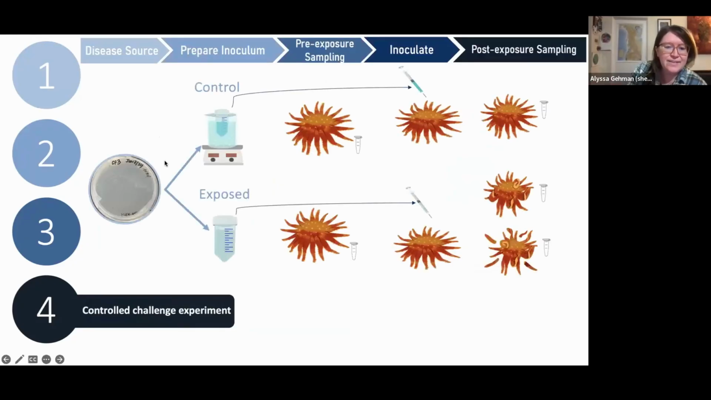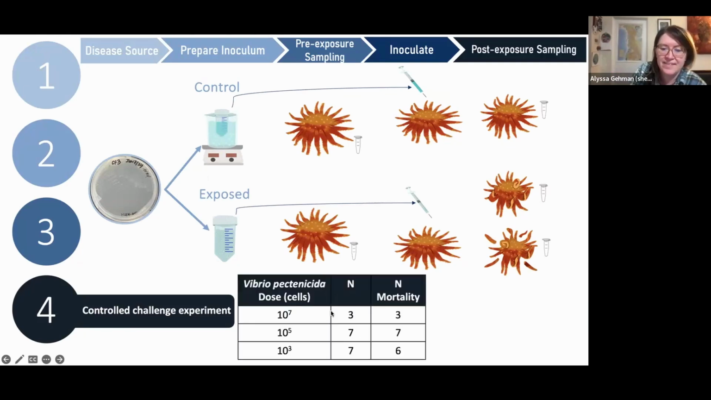So we went back, and instead of taking tissue, we just started with cultures, and basically the exact same methods. We heat killed half of them, didn't heat kill the other half, exposed animals, and watched what happened. And this is a table of the response. The doses are how much VPEC we put in, because I told you we can control them. So 10 to the 7 is quite a lot, and then we scaled down from there.